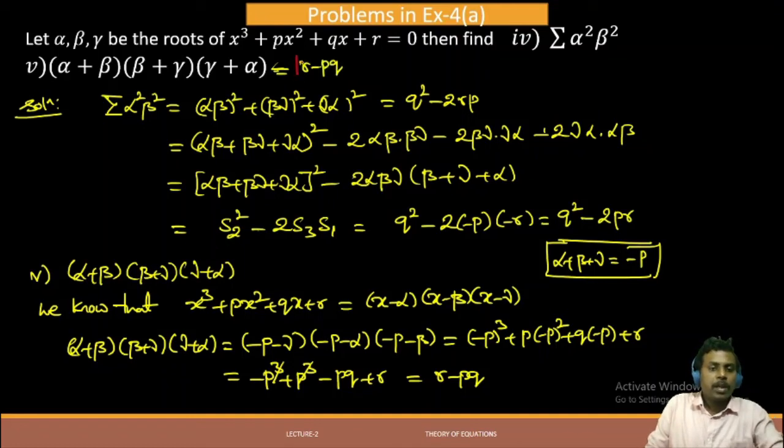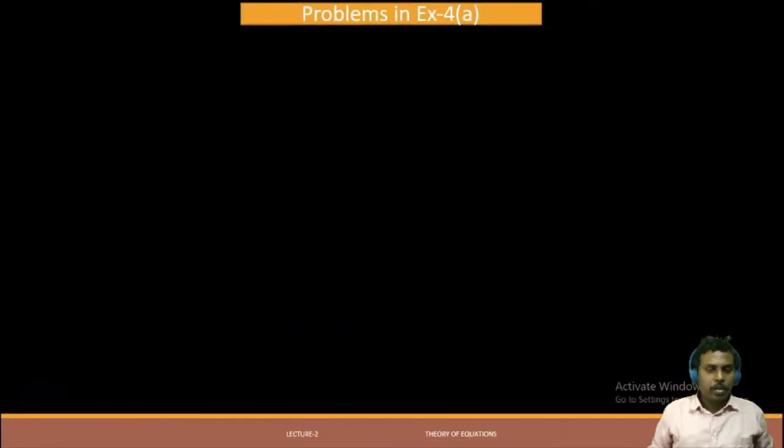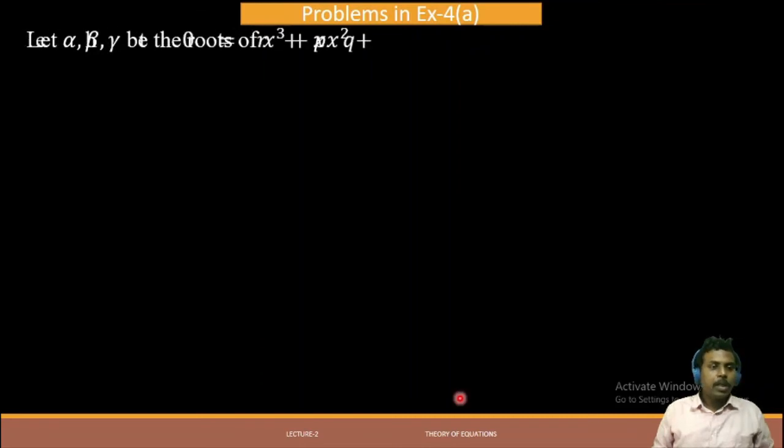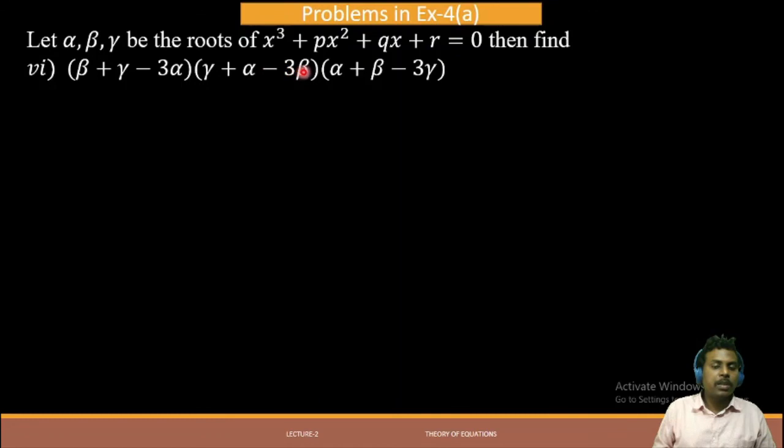Okay, here is the solution. Okay, hope you have understood this. We have one more problem on the same hypothesis. So the hypothesis remains same. This is what we have to find out, especially beta plus gamma minus 3 alpha into gamma plus alpha minus 3 beta into alpha plus beta minus 3 gamma actually.